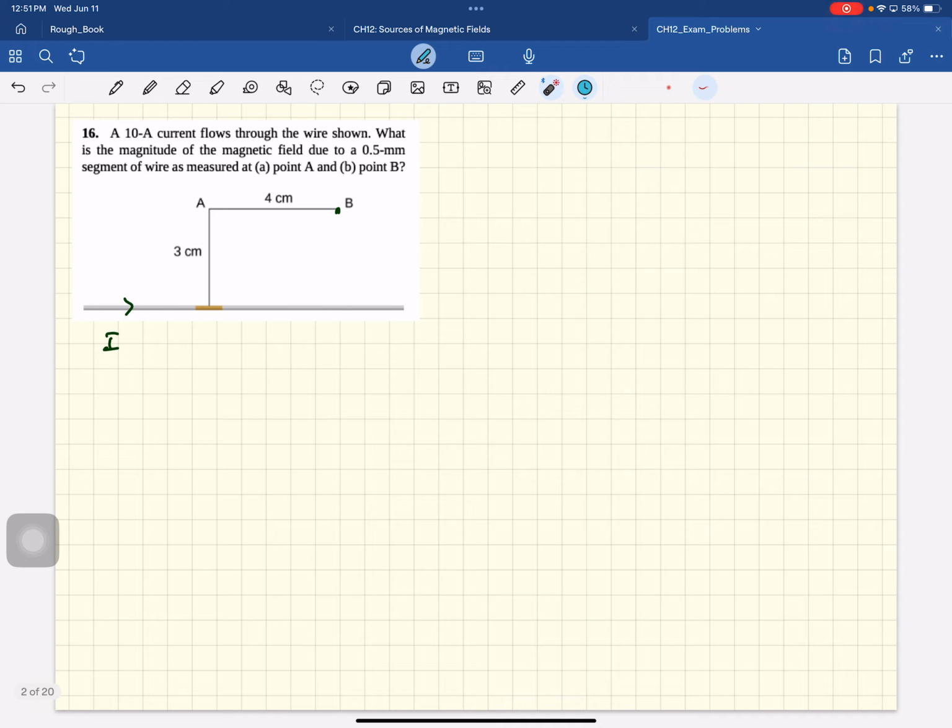What is the direction of the field first? Coming out of the page. Okay, coming out of the page. Now it's just a matter of figuring out the magnitude.